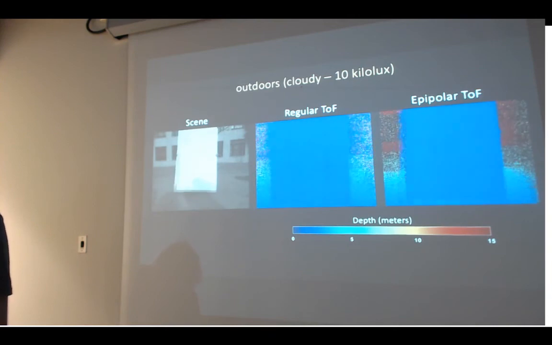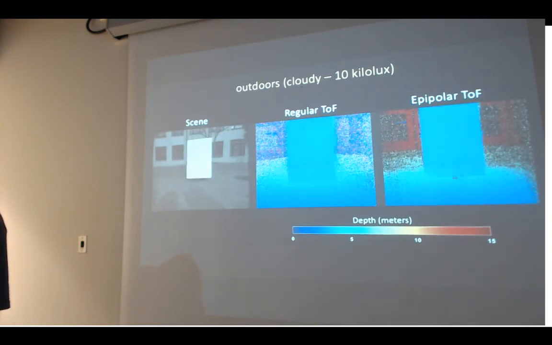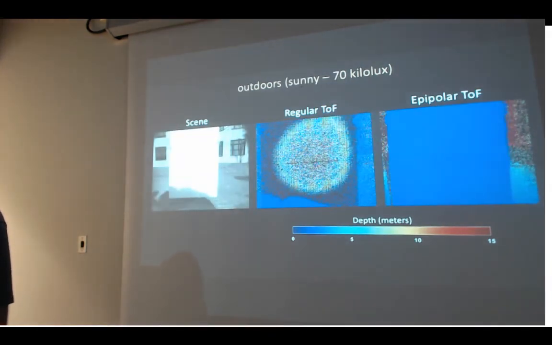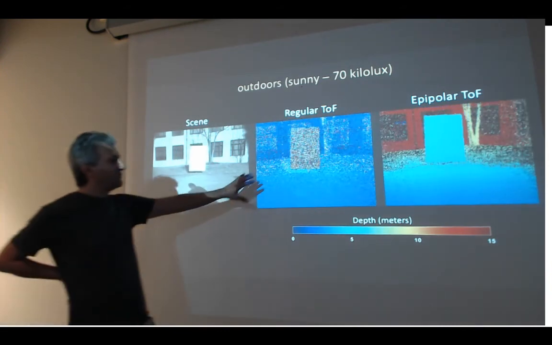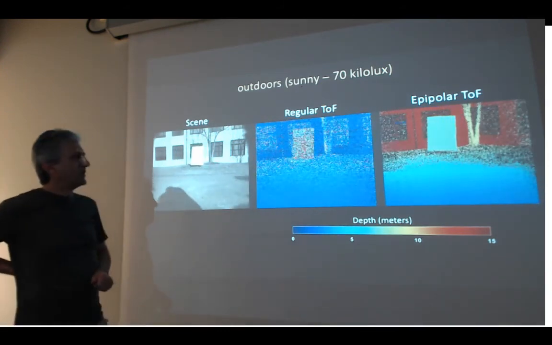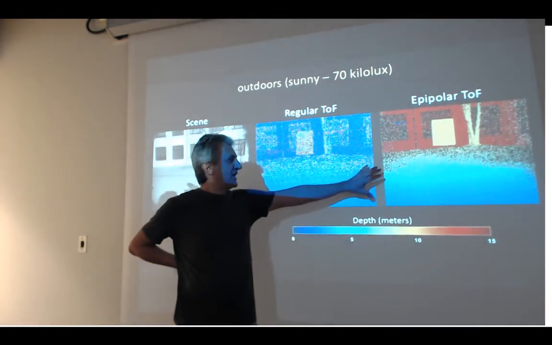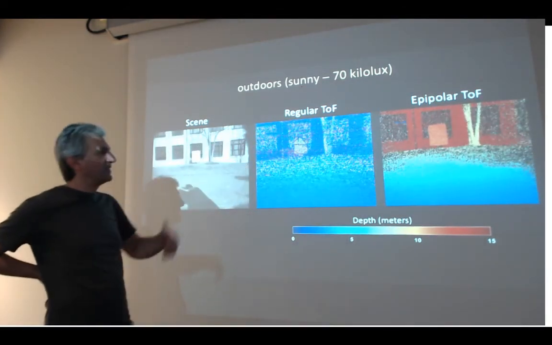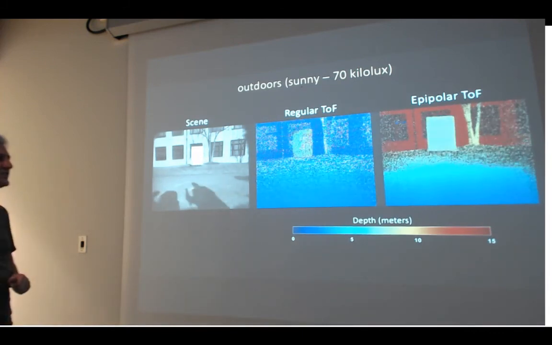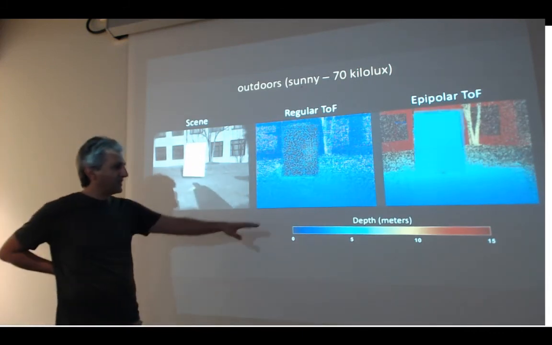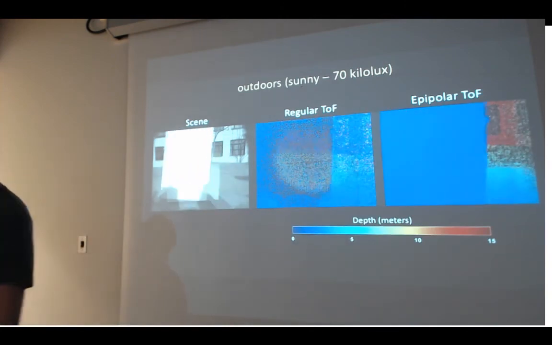If we go to a sunny day, let's see, what is this? This is, I guess, still cloudy. If we go to a sunny day, basically there's no information whatsoever coming from the depth sensor, even when you're very close. Whereas with our system, you can actually go equally far away, and even though we have a very low power device, we can still get good depth information at a distance here of about 15 meters.